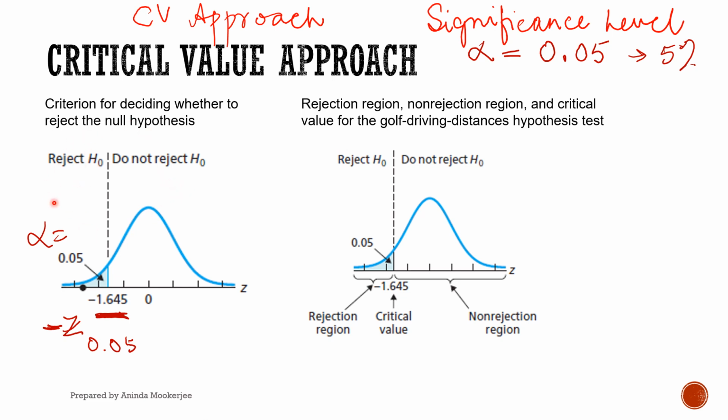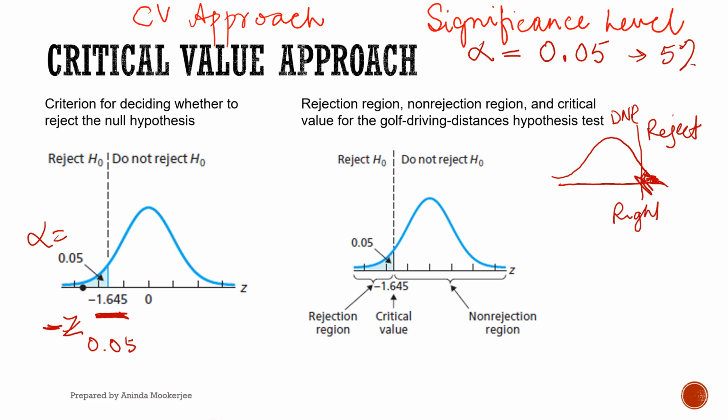Now, since the reject region is to the left, that means that this is a left tail test. We could have a reject region also on the right hand side, and a do not reject region on the left hand side. When do we have that? When we have a right tail test.